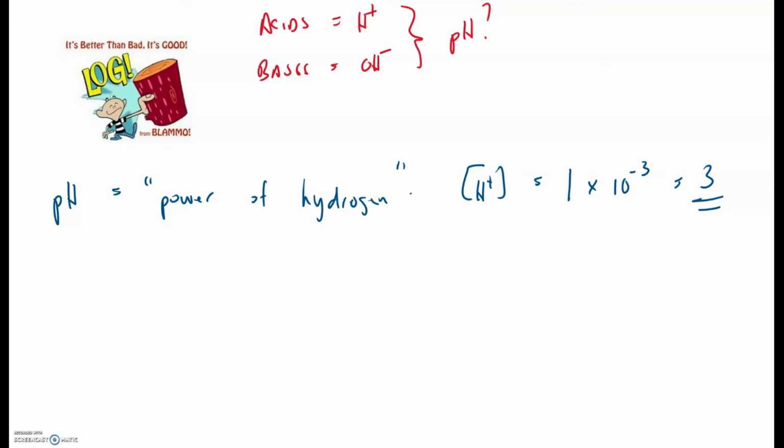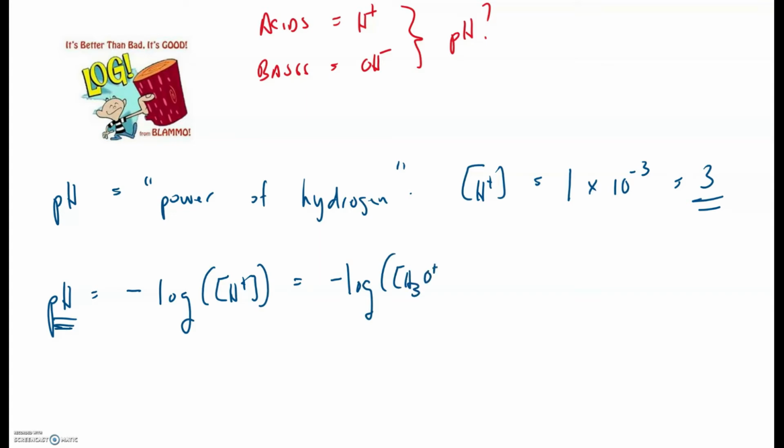So we'll do it a couple different ways. For pH, which is a numeric equivalent for explaining the concentration of H plus in solution, it's a simple equation. We're simply going to take the negative log of the concentration of H plus. You can write it like that. You can write it like H3O plus. It means exactly the same.